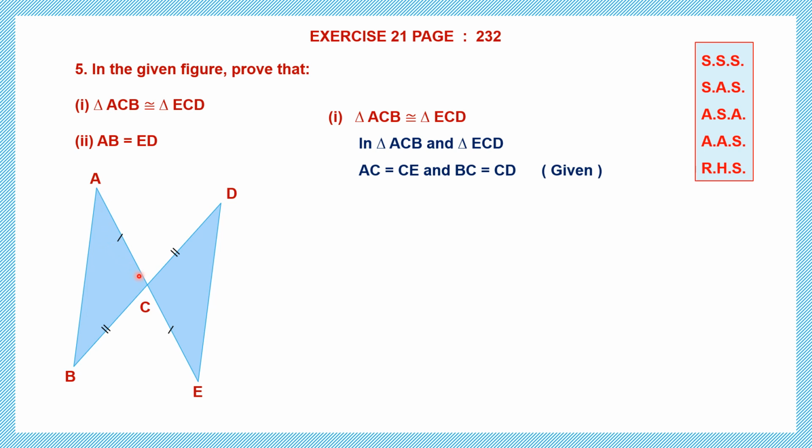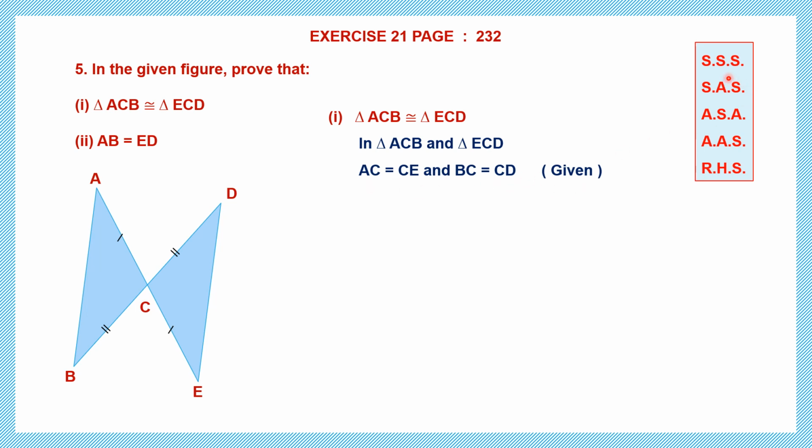Can you see that? AC is equal to CE. How do we know that? Because of these single strokes. So these two lines are equal to each other. Similarly, BC is equal to CD because these two lines have two strokes. So we have AC equal to CE and BC equal to CD, and this is already given to us. Now we have two sides.